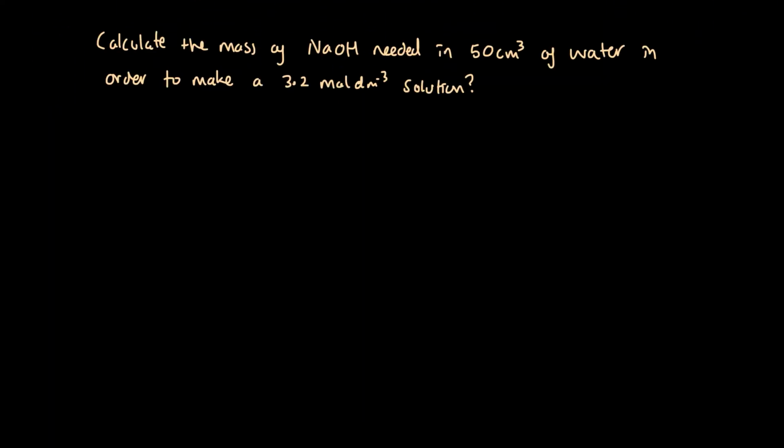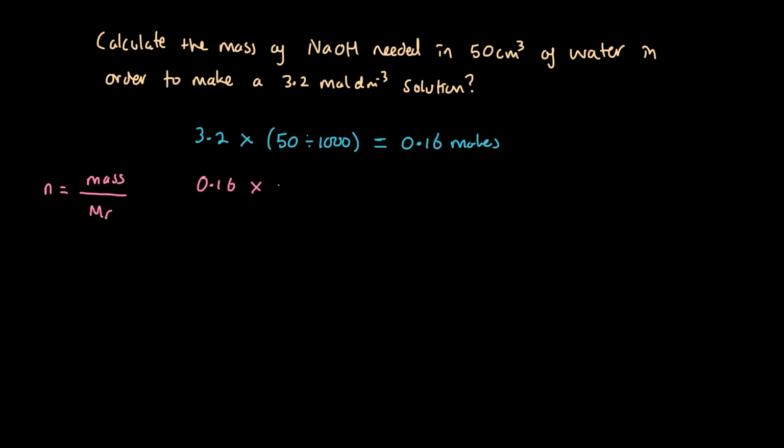In this question, we're asked to calculate the mass. First, work out the moles, so the concentration times the volume in dm cubed, which gives us 0.16 moles of NaOH. You now need to use this equation to work out the mass. So moles times Mr of NaOH, which is 40, gives us a mass of 6.4 grams.